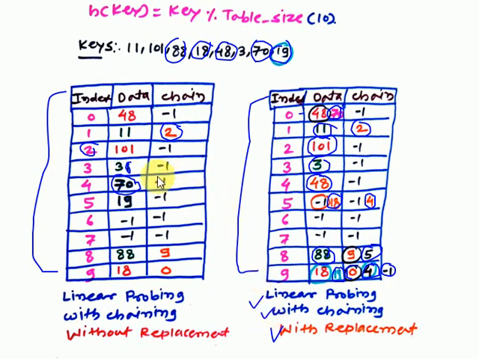We have to implement these two algorithms in C programming. We can use a two-dimensional array for implementing these two algorithms, that is collision handling using linear probing with chaining without replacement, and collision handling using linear probing with chaining with replacement. In the next video we will see the two different techniques which emanate from open addressing, that is quadratic probing, and the next one is the rehashing technique.